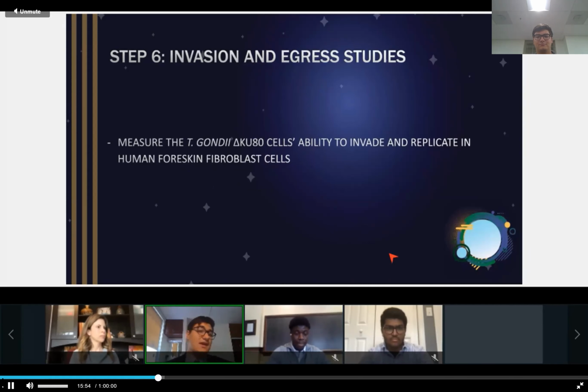And lastly, we'll do invasion and egress studies. This will measure the ability of these transfected cells to invade and replicate in the foreskin cells. We will compare non-transfected cells' ability to invade to the transfected cells. So we'll be able to see, without the SUB4 gene, is it still able to invade host cells, or is it able to do it as quickly? This will give us insight into the vitality of the SUB4 gene in host cell invasion.